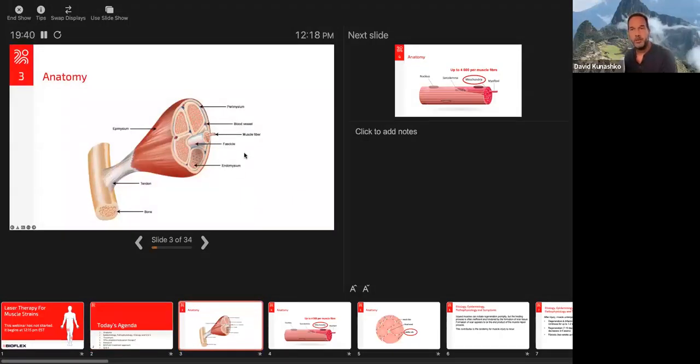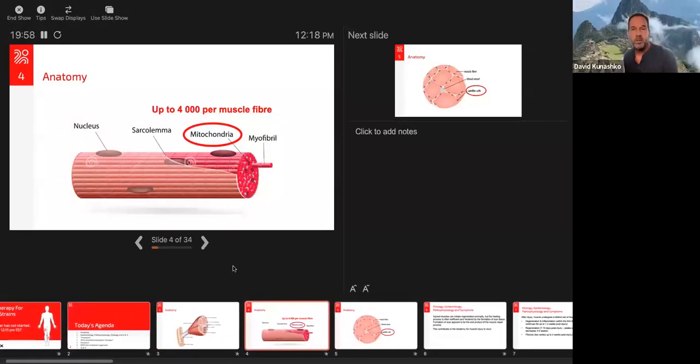Obviously, today we're talking about injuries to muscles, or muscle strains. We're all aware of the basic anatomical structure of muscles and the surrounding perimysium, epimysium, endomysium, and skeletal muscle fibers. What you may or may not know is that a skeletal muscle fiber cell can have up to 4,000 mitochondria per cell, which means that it's highly energetic and very responsive to absorption of light for stimulation of healing.